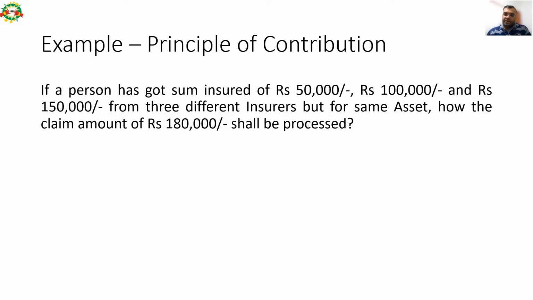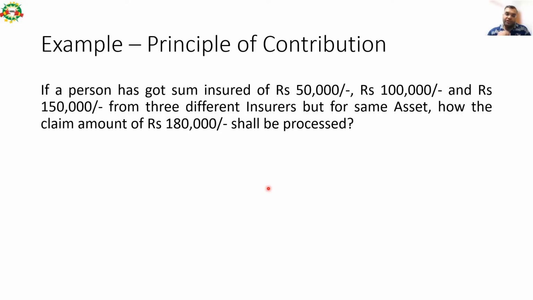So let us try to understand this concept with the help of an example, and a 1 mark numerical can also come out of this principle. Normally this 1 mark numerical comes if a person has got a sum insured of rupees 50,000, 1 lakh and rupees 1.5 lakh from 3 different insurance companies for the same asset. How shall the claim amount of rupees 1.8 lakh be processed?